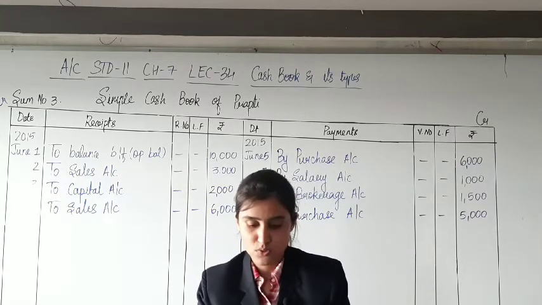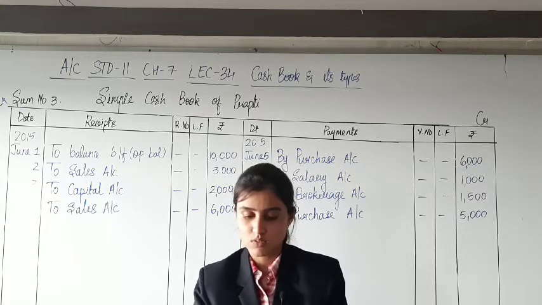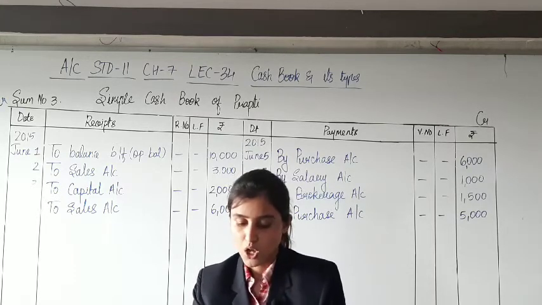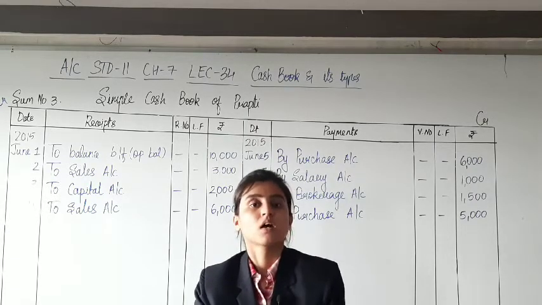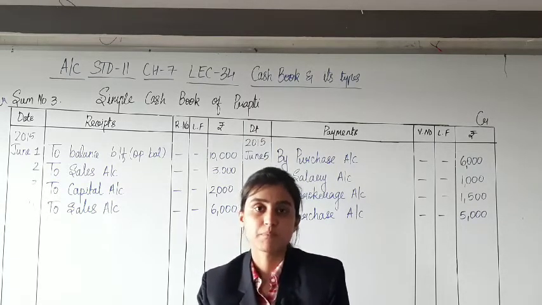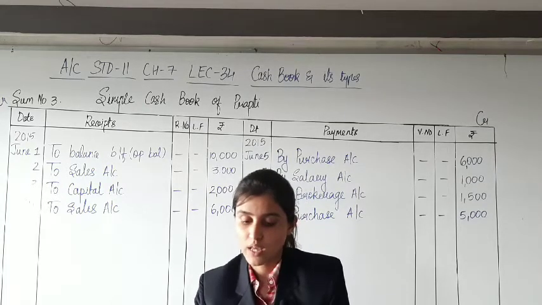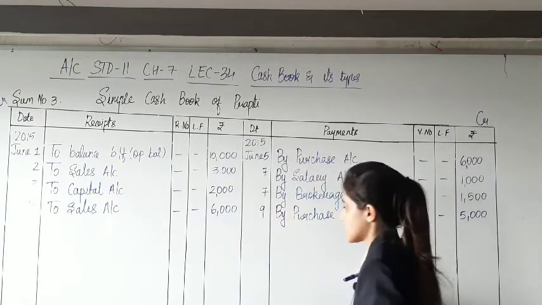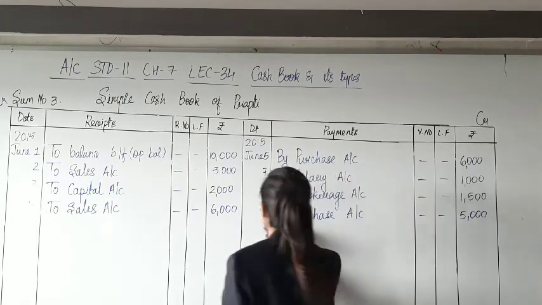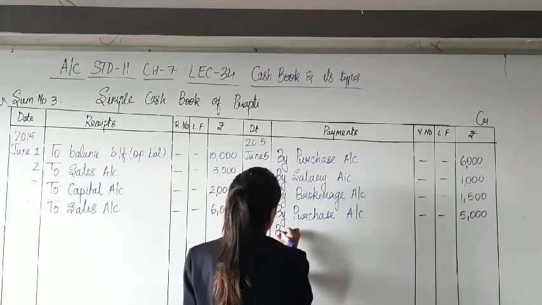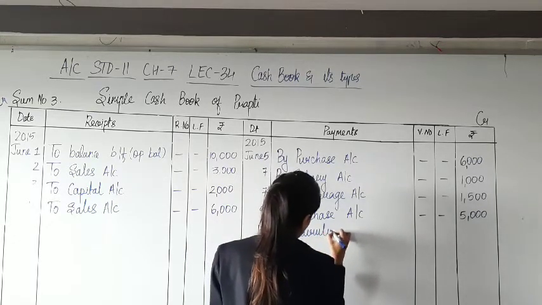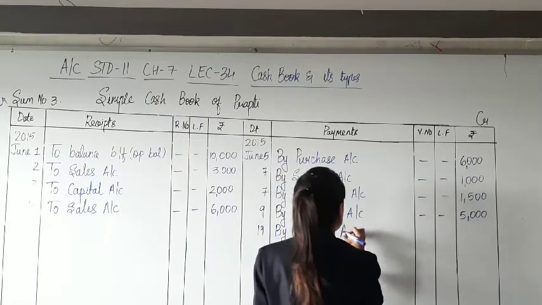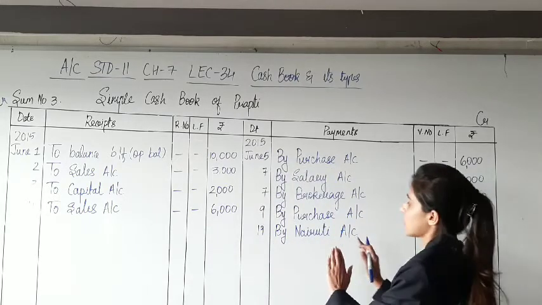on 19th of June, rupees 3000 paid to Nairuti for goods purchased in the previous month. Payment has been made. By whom? By us. To whom? To Nairuti. So on payment side, 19th of June, who is the receiver? Nairuti. This is the transaction of payment, and hence the name of the party is written.